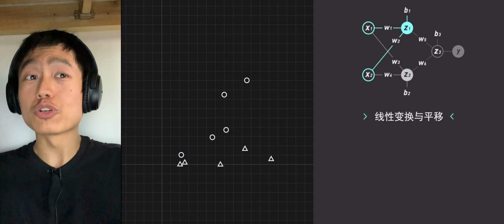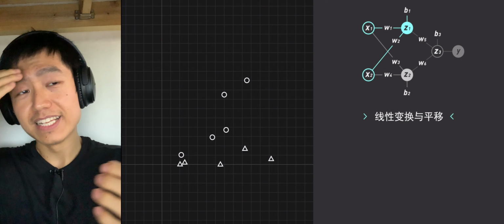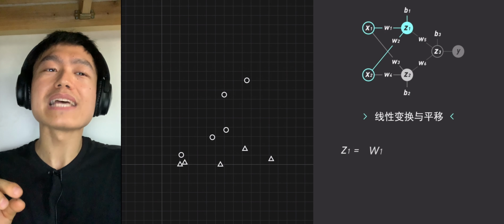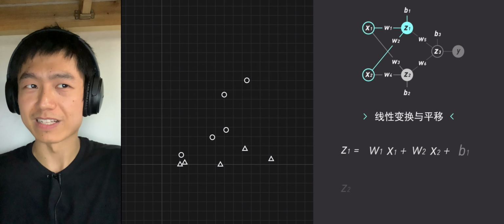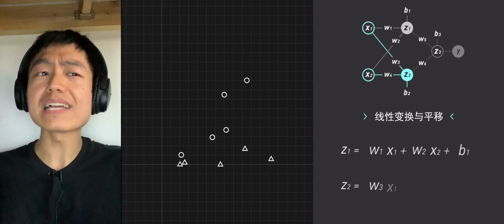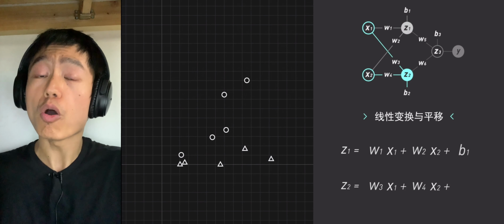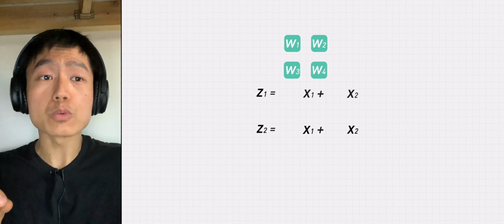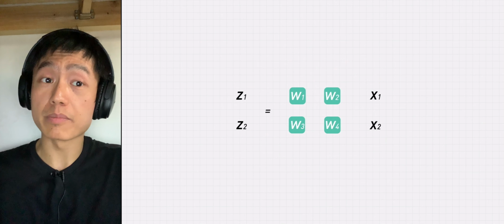Let's start with the neural network equation that I talked about in earlier episodes. In this structure, z1 equals x1 times w1 plus x2 times w2 plus b1, and z2 equals x1 times w3 plus x2 times w4 plus b2. We can take w out and put it on one side, put x1 and x2 on the other side, then we'll get an equation with a matrix.